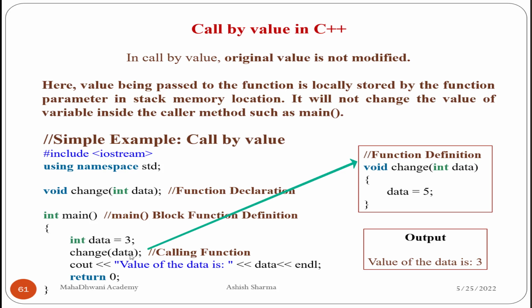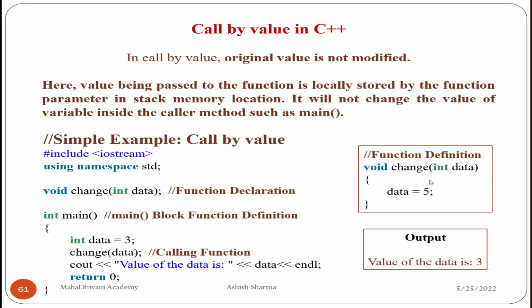Change data means we are calling the function. What is the value we are passing here? 3, because the data variable has the value 3. We pass the value to this data variable, so the value becomes 3. So we are passing the change function with the variable value 3. Whenever we call this function, it directly jumps to the definition part. Where is the definition part? Here. This definition part will directly show the value for this function becomes 3.